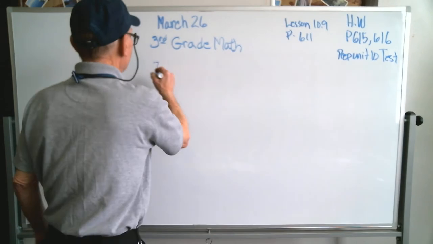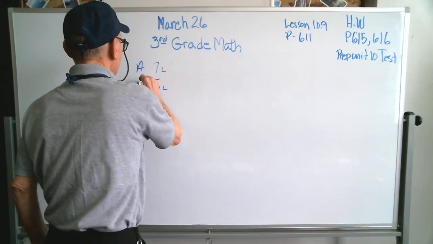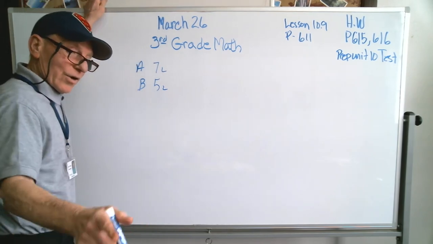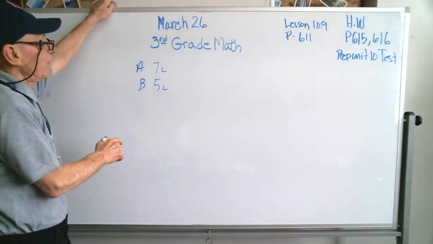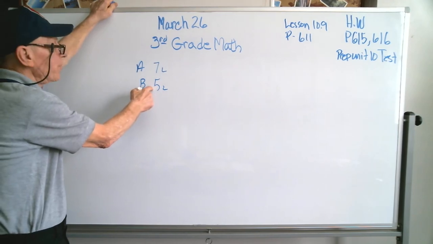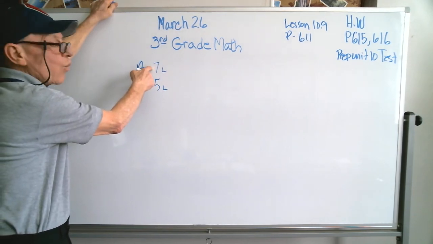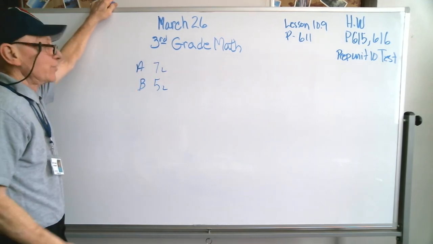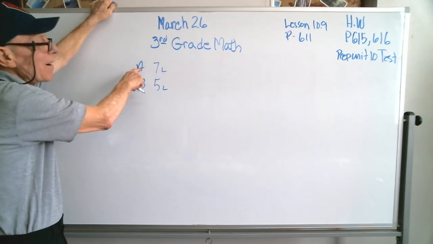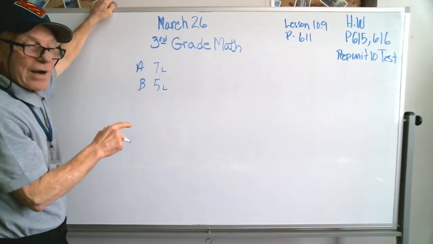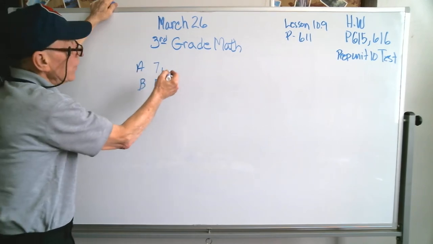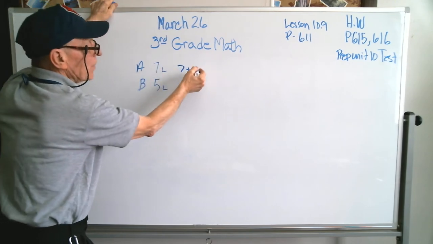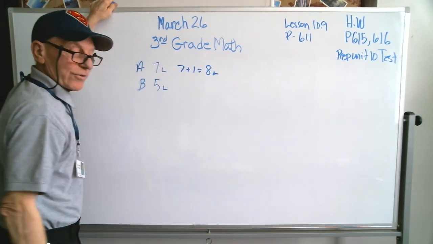So this is pitcher A, and this is pitcher B. And it's saying, good old Ellen is going to continue to pour water into pitcher B until it has 1 more liter than what's in pitcher A. So the first thing we need to know is how many liters will be in pitcher B if there's 1 more liter. So that would be 7 plus 1, right? 7 that are in it plus 1 more, so that means it's going to need 8 liters.